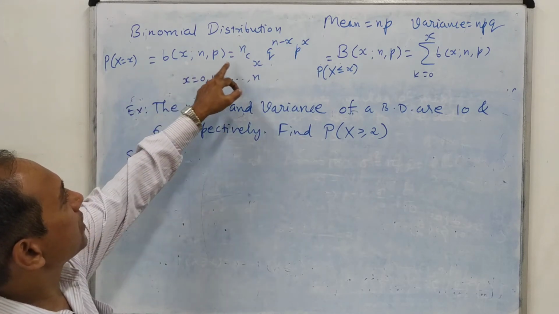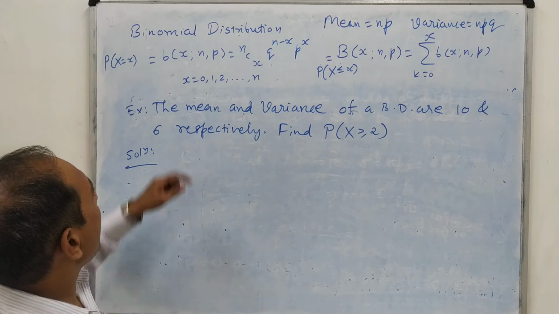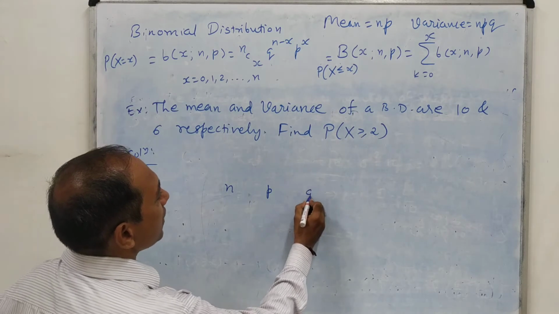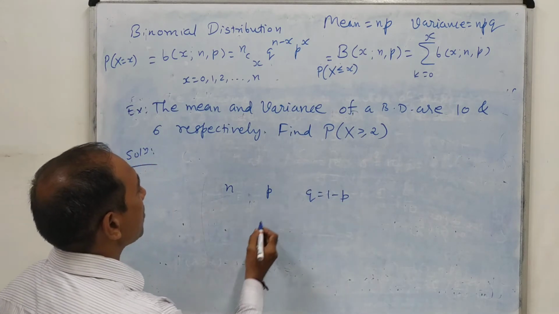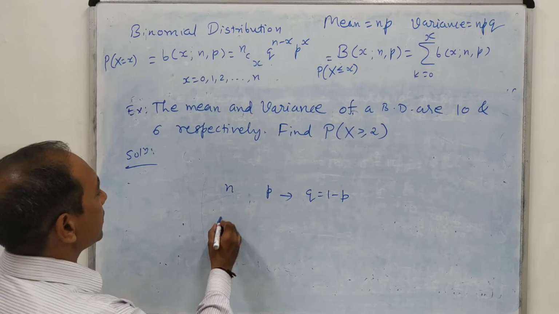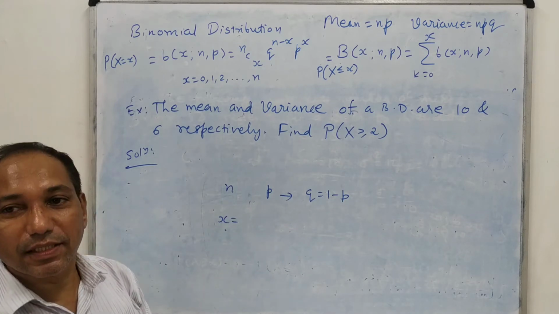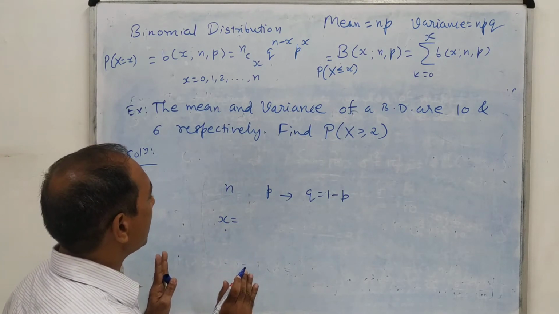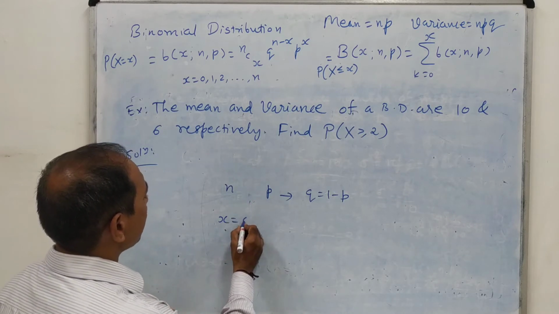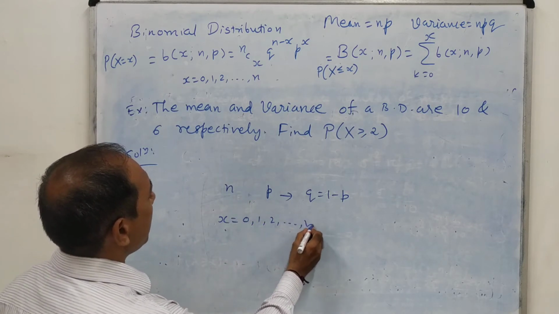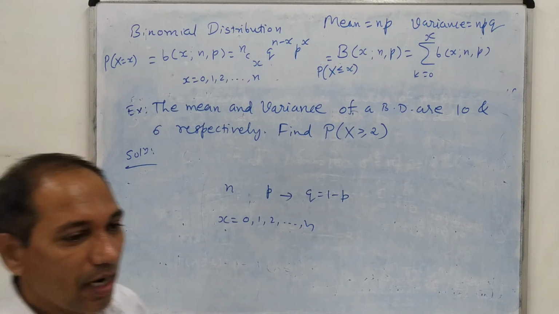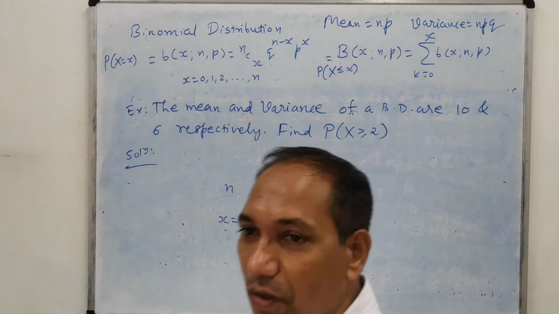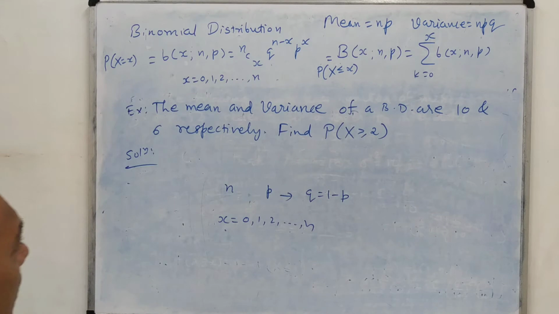That means in this situation we require the values of n and p. If p is known, then q can be obtained as 1 minus p, so this can be obtained directly from p. And x is the value for which we are asked to find the binomial probability. x ranges from 0, 1 up to n, so we may be asked to find the binomial probability for x equal to 1, x equal to 2, x equal to 0, whatever it is.